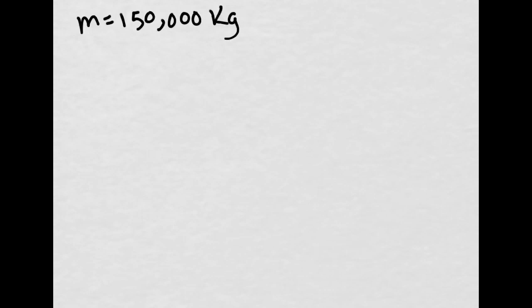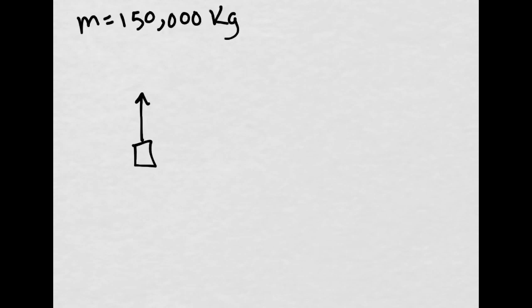In this problem, we're going to use the work kinetic energy theorem to find the speed at a height that is not at its maximum height in a rocket launch. In this rocket launch, we have a mass of our rocket of 150,000 kilograms, and it's launched straight up. So we have some rocket. It's going to be launched straight up.